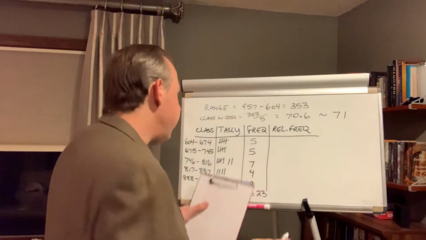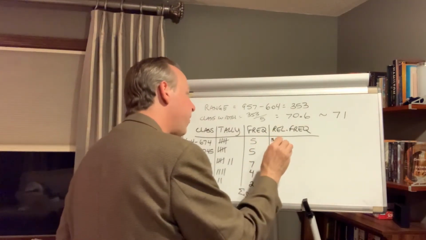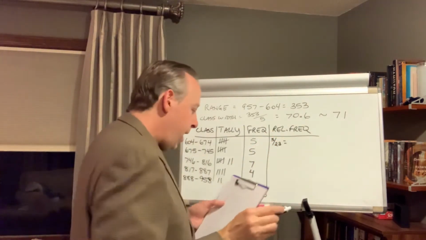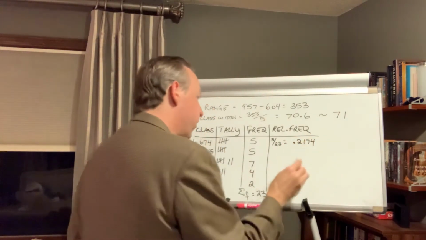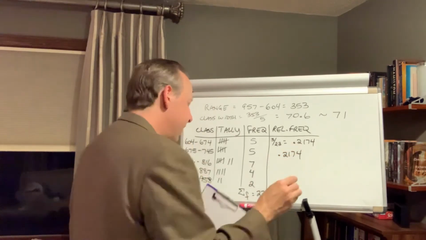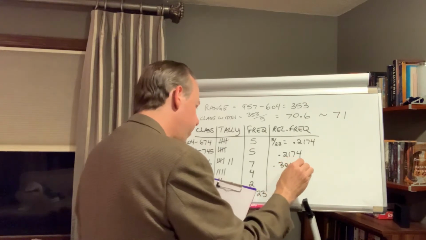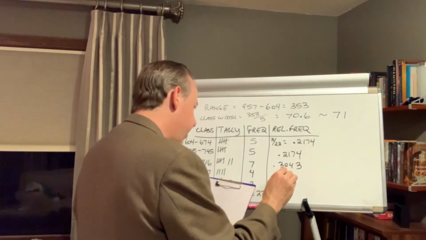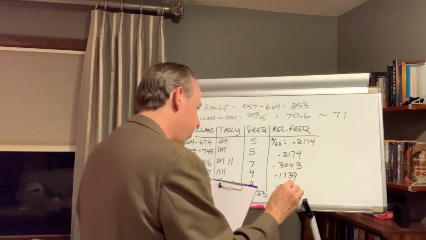Relative frequency is when you divide the frequency by the total count of the data. So 5 divided by 23, and that's 0.2174. And so is the next, 5 divided by 23, 0.2174. 7 divided by 23 is 0.3043. 4 divided by 23, 0.1739, and 2 divided by 23, 0.087.